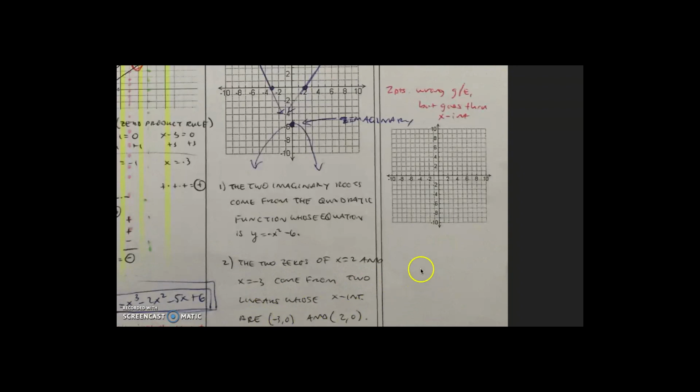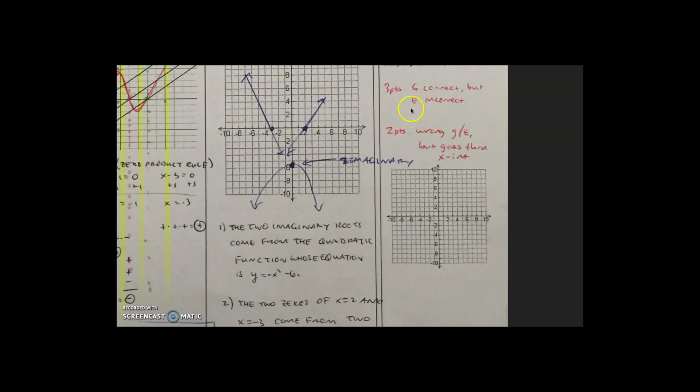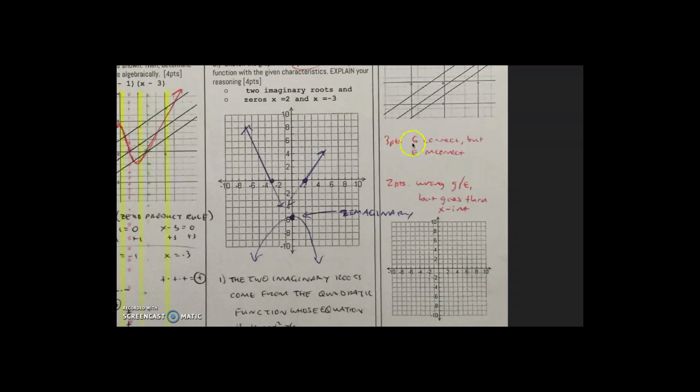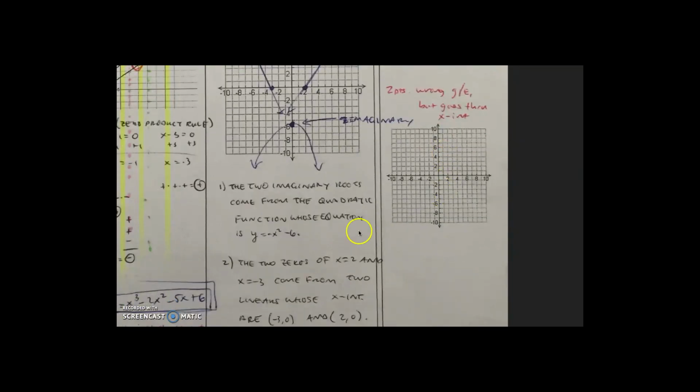So how I awarded points for that one, I said if you have the wrong graph, that's what the G stands for, and explanation, but you drew some kind of graph that goes through at least two of these x-intercepts, I gave you 2 points. I gave you 3 points if your graph was correct, but your explanation was incorrect. And of course you got full credit if you had all of them. That side was worth 16 points.